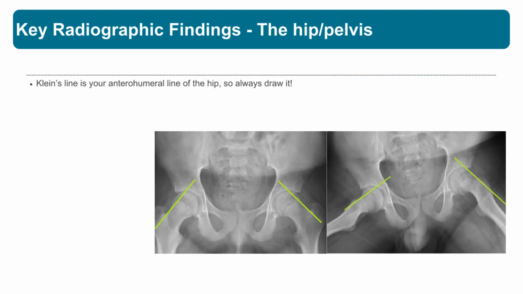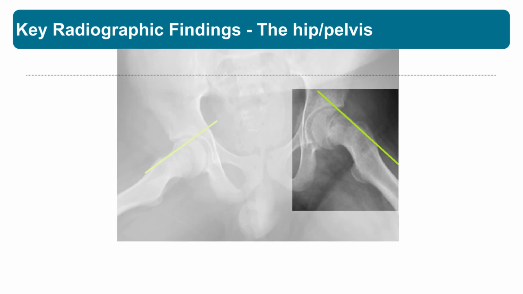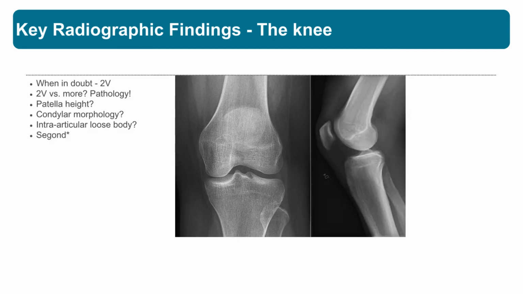Klein's line is your anterior humeral line of the hip. So if you deal with any type of elbow fractures and you're constantly drawing the anterior humeral line, Klein's line is the hip equivalent of that. And so if you have a patient who has hip pain and you're getting an AP and frog films of the pelvis, always draw Klein's line. It should be transecting the femoral epiphysis in all images. And you can see here this patient's right side, the Klein's line is intact, while the left side Klein's line is broken as it does not transect the femoral epiphysis.